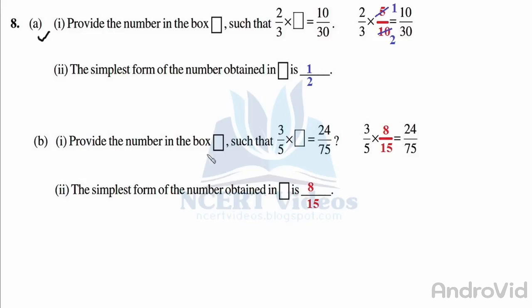Similarly, we will do the B part. Now what should be multiplied with 3 to get 24? It is simple. 8, because 3 8s are 24. No other number can give you 24. Here 5 15s are 75. Again, no number other than 15 will give you 75. Now it is in simplest form. You can see it, no cutting opportunity. Therefore it is the simplest form. So this was the last question, question number 8.